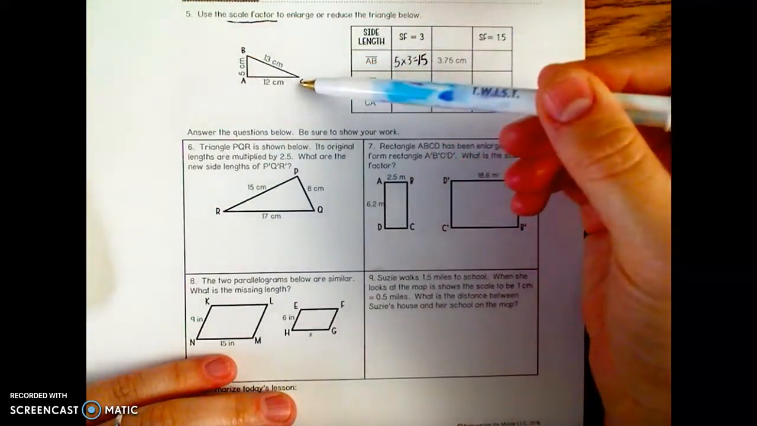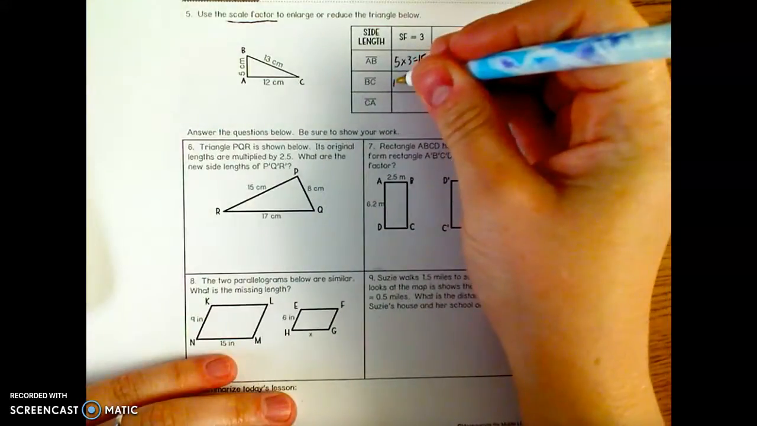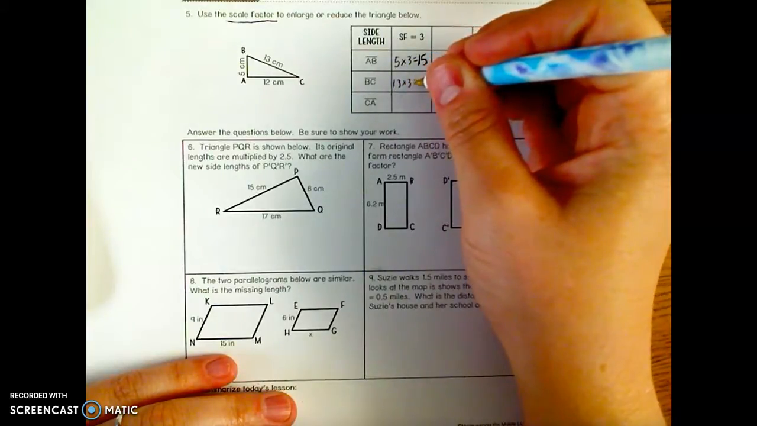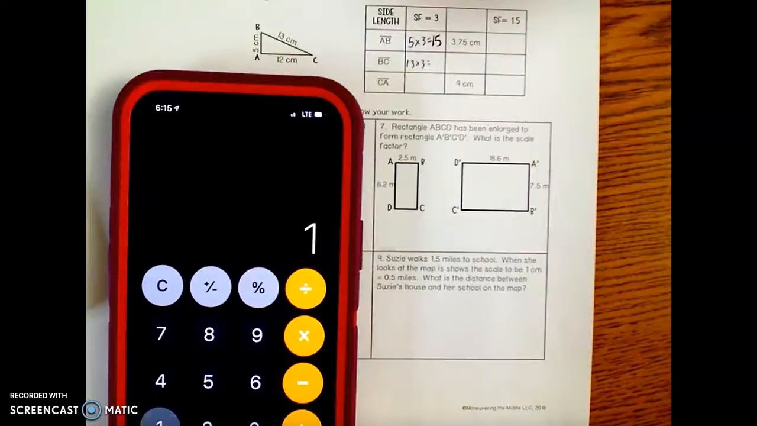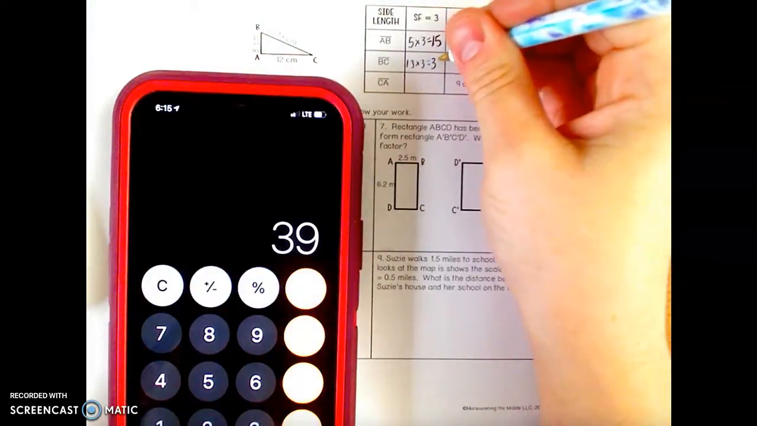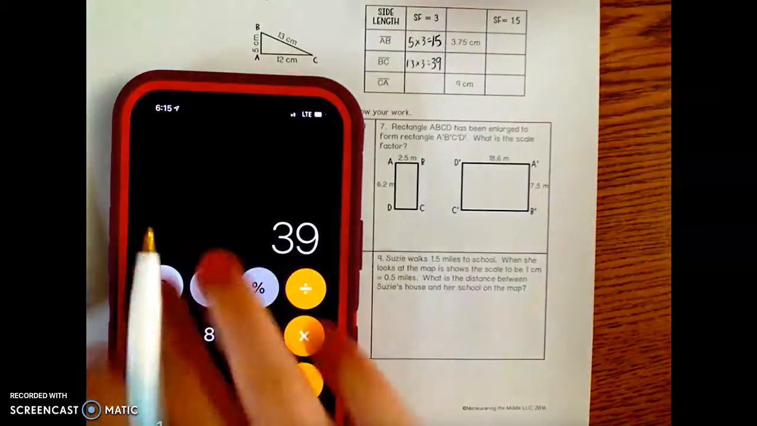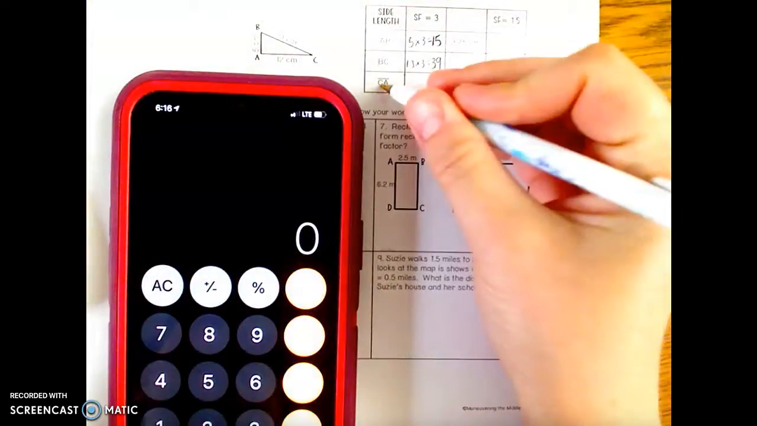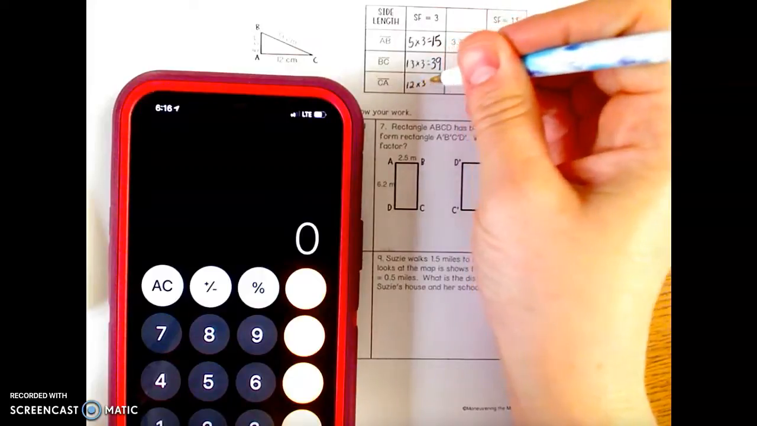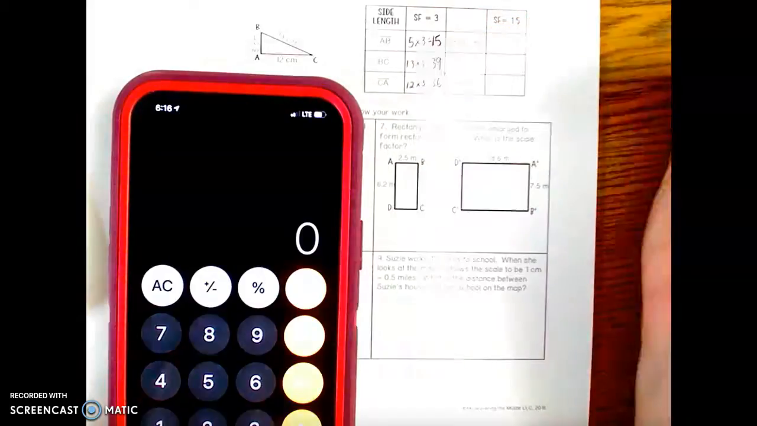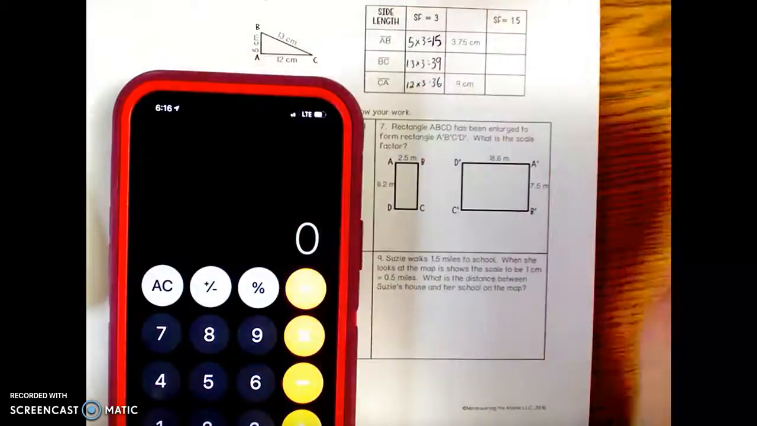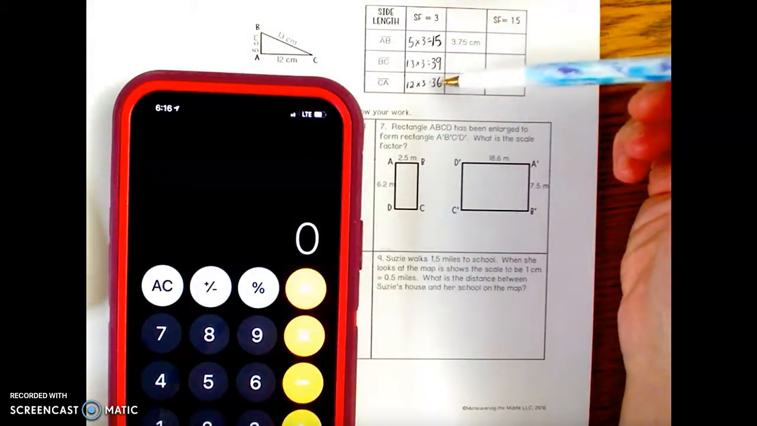Right now, BC is 13 centimeters. So we need to go 13 centimeters times our scale factor of 3. Got my calculator. 13 times 3 is 39. So the new triangle will have a side of 39 centimeters. And last but not least, side CA right now is 12 centimeters, times 3 is 36 centimeters. So if we made this triangle 3 times bigger, it would have side lengths of 15, 39, and 36.